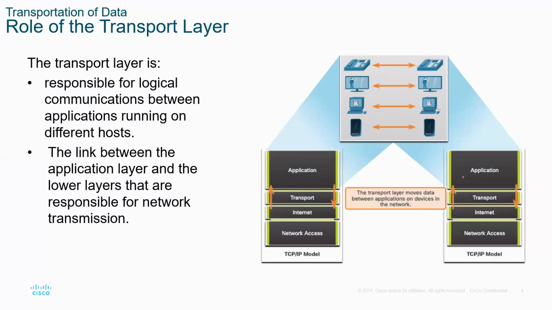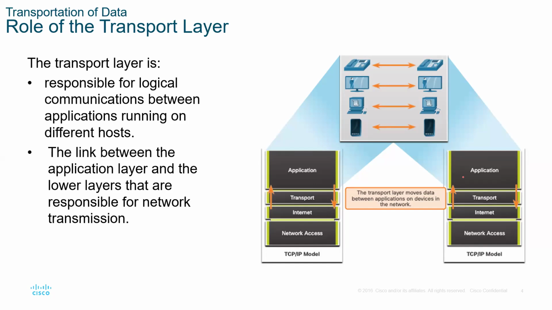So let's look at transportation of data. When you say transportation of data, you're looking at the concept whereby data moves from one device to another device. The devices may be close by or they may be very far, okay? They may be within the same LAN or within a WAN, depending on wherever they are. It could be an end device, intermediary device, or a core device. The transport layer is responsible for this logical communication between applications on different hosts. That is its major function.